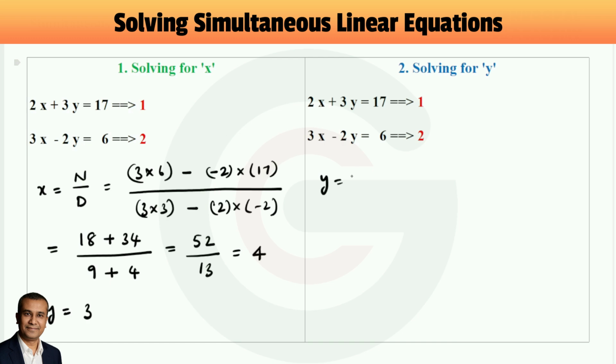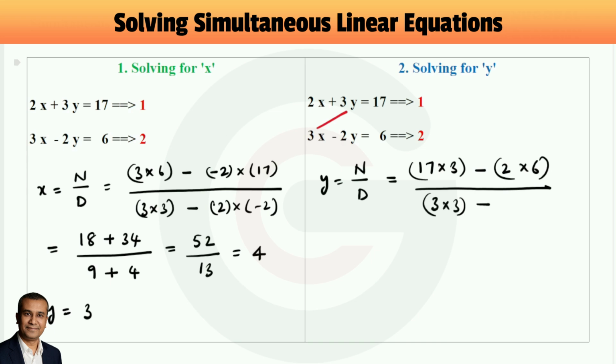So again, y is equal to numerator by denominator, and the denominator will be same as that we have done for x. So in the numerator, first multiplying these two numbers, that is 17 into 3, 17 into 3 minus, next we have to multiply these two numbers, that is 2 into 6, divided by, in the denominator we will get the same as that we got for x, that is 3 into 3 minus 2 into minus 2.